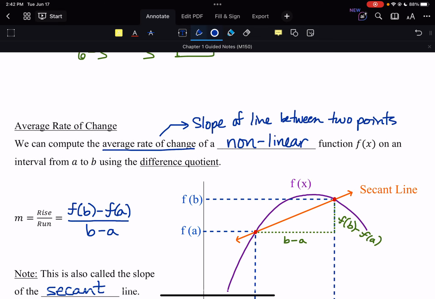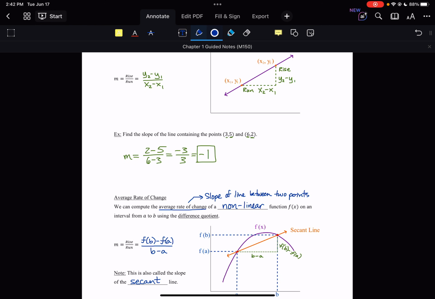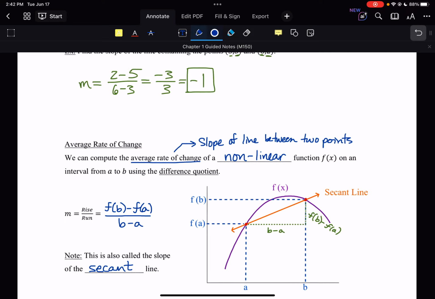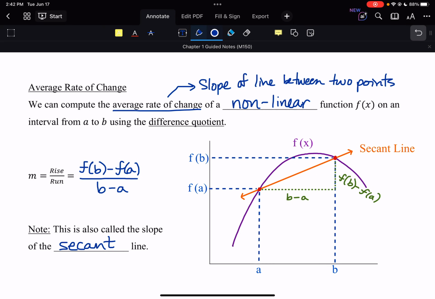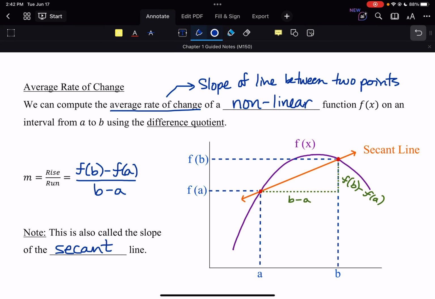And if you compare this with what we just did up above, they basically are the same formula, right? Because instead of x1 and x2, you have a and b, which are both x values. Instead of y1 and y2, you have f of a and f of b, which are both y values, output values. So it is the same formula, but because we're dealing with a function here that is not necessarily linear, we like to rewrite it using this notation. Just makes it a little bit easier when evaluating.